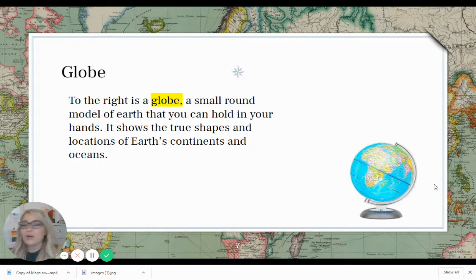Next, we have a globe. A globe is a small round model of the earth that you can hold in your hands, right? It shows the true shape and location of the earth's boundaries. My globe is rough, so that tells me where I see elevation like the mountains. It dips in when there is a plateau or things like that, okay? And sometimes it's really fun to spin it, and you stop, and you put your finger on, and it looks like my next vacation is in Canada, all right?